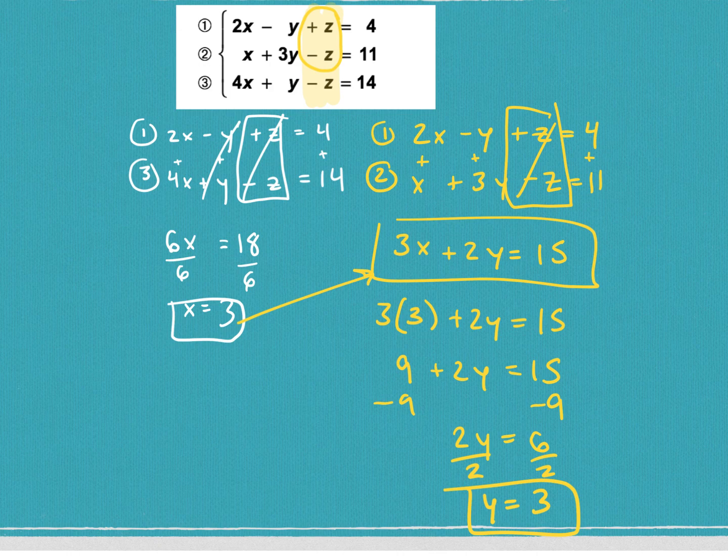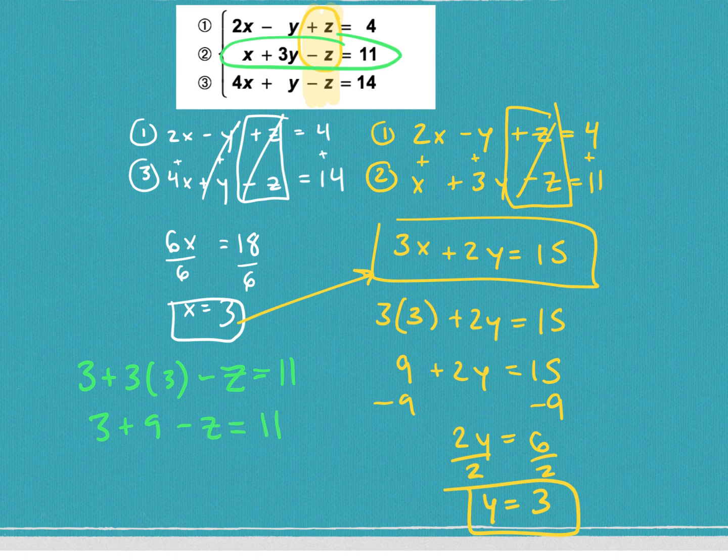Yep, we have to find z. Plug in both x and y into what? Second equation? Sure, I can plug it into any one of the original 3. Any one works. The second one is what Nick said, so let's do that one. So I have 3 that I'm plugging in for x, plus 3 that I'm plugging in for y, so 3 times 3, minus z is equal to 11. So I have 3 plus 9 minus z is equal to 11. What's 3 plus 9? 12. Good job, guys.